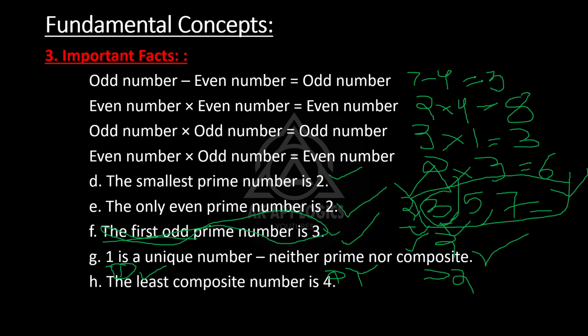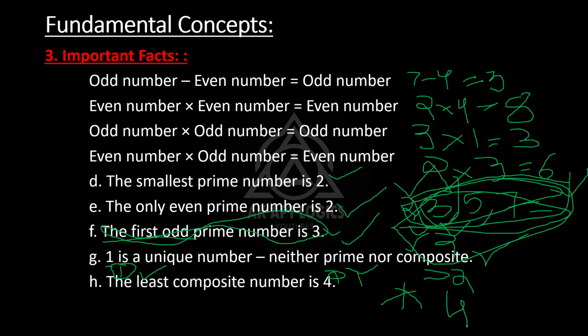The least composite number is 4. If you are going to take composite numbers, these are the prime numbers, right? 1 is not a composite number, so exclude it. 2 is a prime number. 3 is a prime number. So the next number is 4, which is a composite number. This point is discussing that. I hope you understood this point.